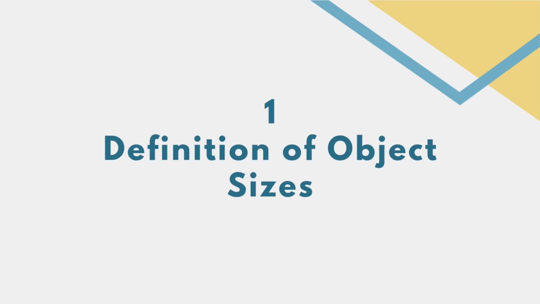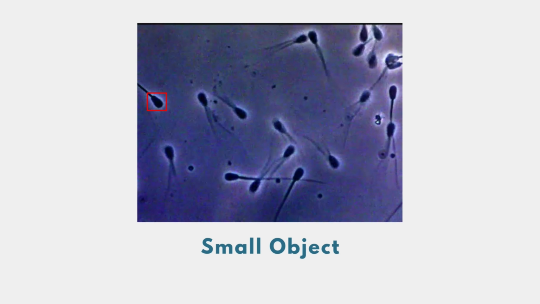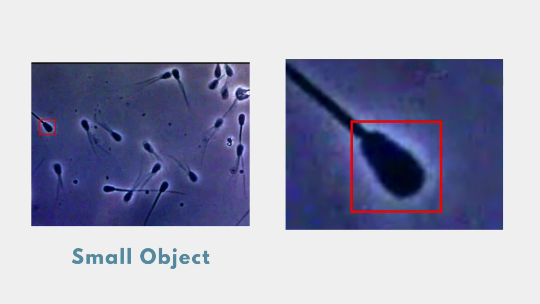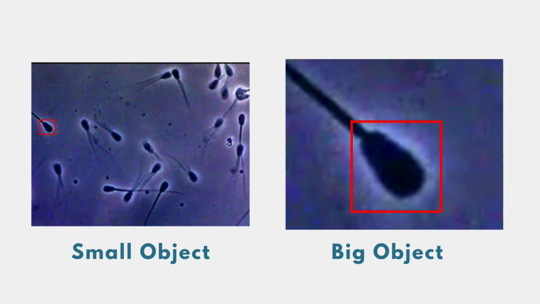Okay, the first misperception is the definition of object sizes on YOLOv8 or in YOLO in general. There are 3 sizes, which are small, medium, and big objects. The object size is relative to the image or the video frame dimension. For example, a sperm cell in the real world is a small object. However, the same sperm cell can be considered a small object or a big object, depending on its appearance in the image or video frame.